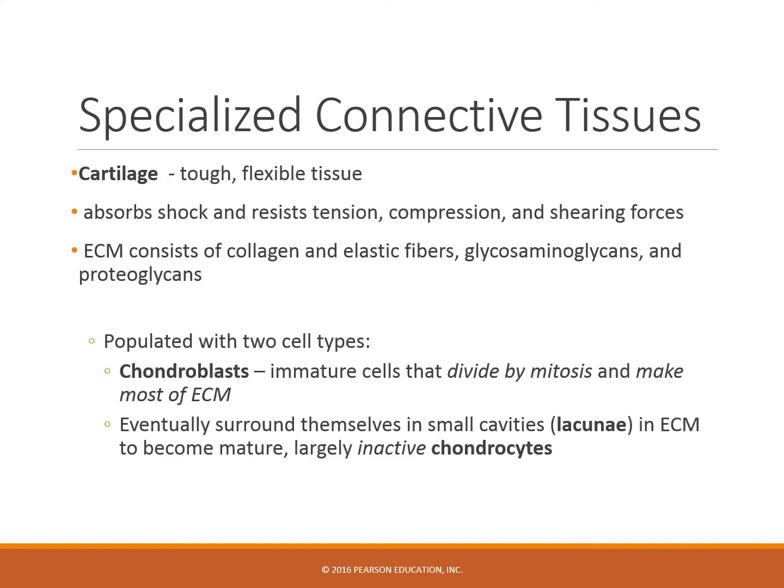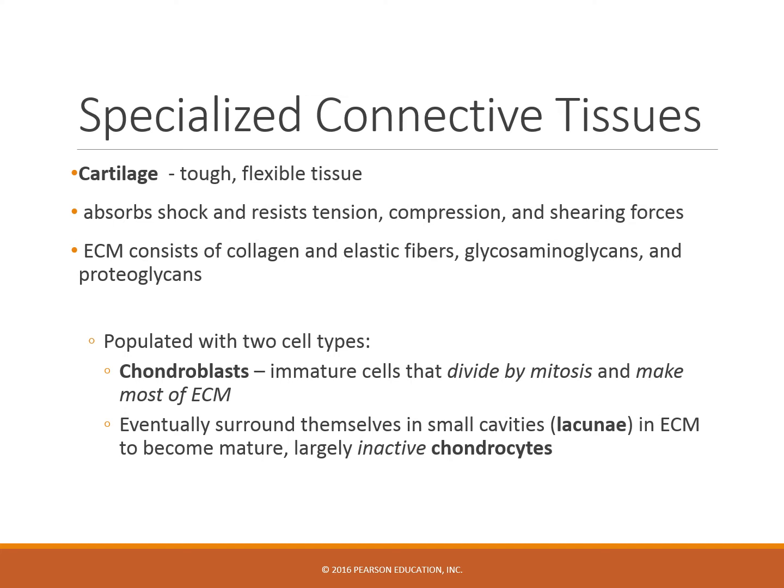Your cartilages are tough, flexible tissues. Their main function is to absorb shock and resist pulling and pressing and tearing forces. Your ECM for cartilage consists of collagen and elastic fibers. You also have ground substance, so there's glycosaminoglycans and proteoglycans.